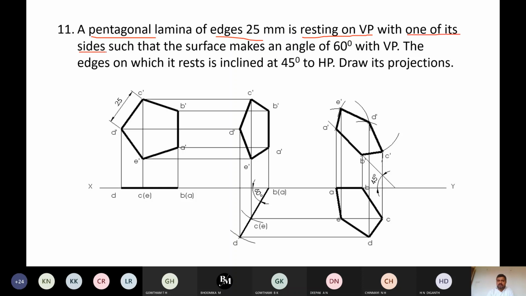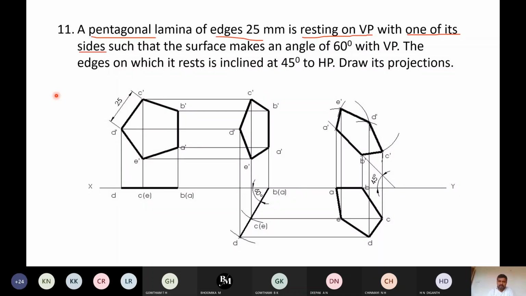Based on this, if it is resting on VP, you should keep the lamina on VP. The complete lamina should be on VP so that it becomes parallel to VP, and in front view you are able to see its true shape. If it is resting on HP, we make the complete lamina rest on HP so that we can see the true shape in top view. Whereas if it is resting on VP, we can see its true shape from the front, that is in front view.